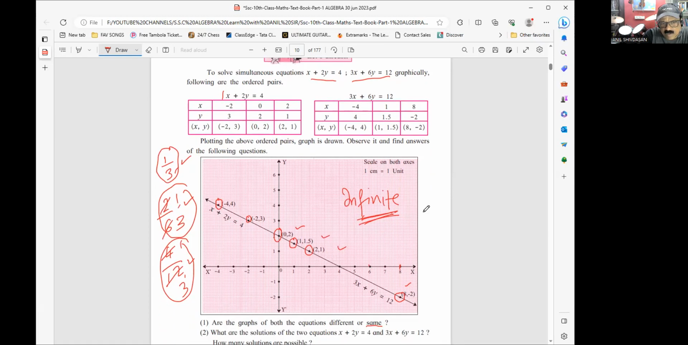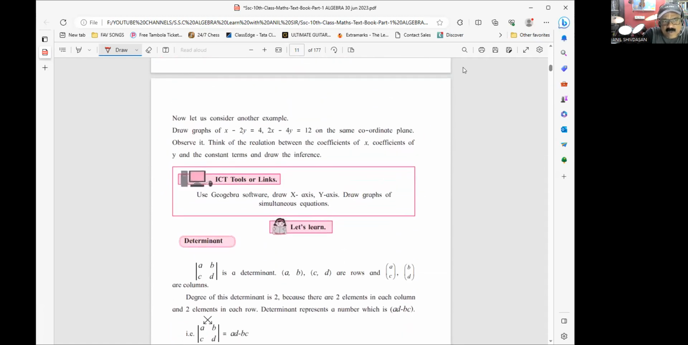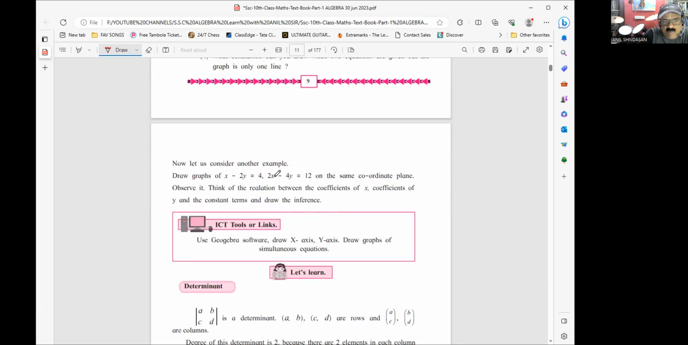So the solution of this is infinite. So either 2, 1 is a solution, -4, 4 is a solution. You could also select any number from this, like here you have x is 4 and y is 0. 4, 0 is a solution. So infinite solutions are possible. Okay, now let us consider another example. x minus 2y is equal to 4 and 2x minus y equal to 12.